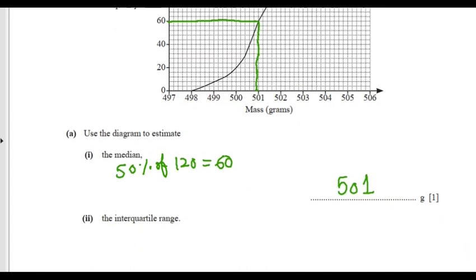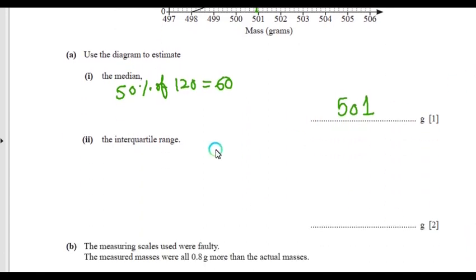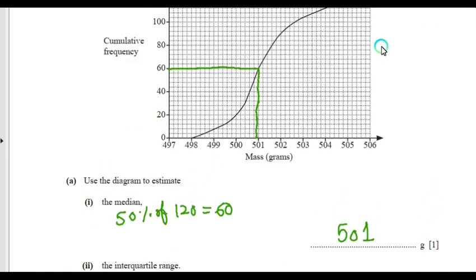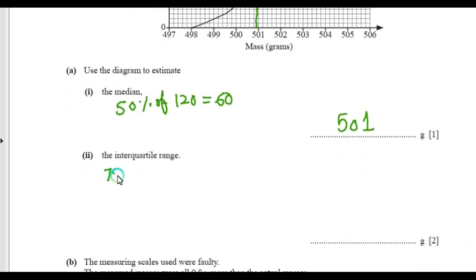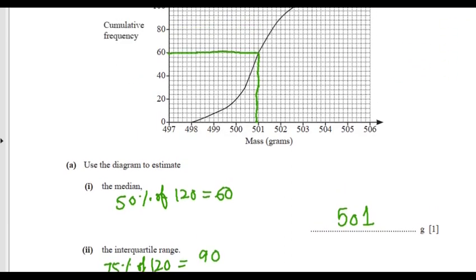Then interquartile range. Interquartile range is actually the difference of upper quartile and the lower quartile. So upper quartile is at 75% of the entries, and lower quartile at 25%. So I'm finding that 75% of 120, and it gives you 90, right? And similarly 25% of 120 for the lower quartile is equal to 30. Now looking for the mass for 90 and 30.